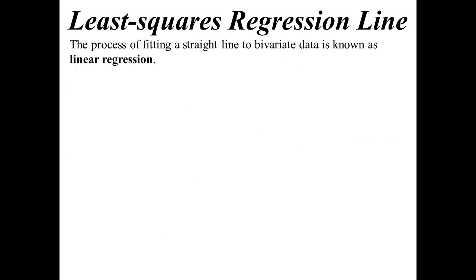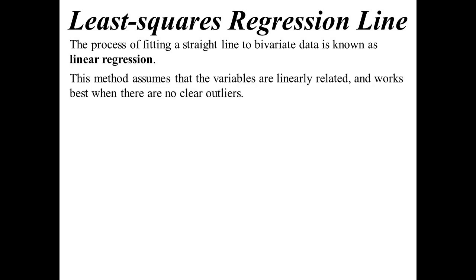Now, the least squares regression line. This is where we get an exact line of best fit. Not just guessing, but we come up with an actual line based on the correlation. So the process of fitting our straight line to the bivariate data, that's known as linear regression. Now, the method assumes that they're going to be linearly related, and it works well when there are no outliers.